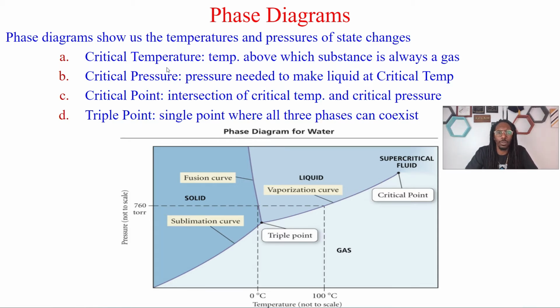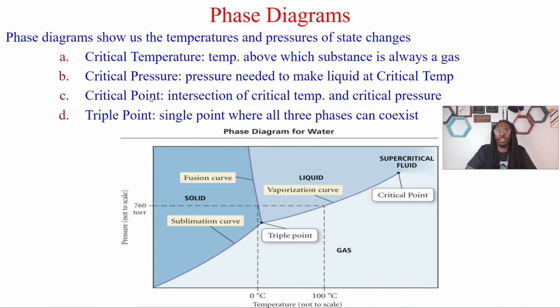So the first definition is critical temperature. Critical temperature is basically a temperature above which a substance is always a gas. So basically, if you're at a critical temperature, anything above is going to be a gas. Critical pressure is basically the pressure needed to make a liquid at that critical temperature. So it becomes a liquid once it's at this critical temperature. Remember that. So basically, you're going from that gas to a liquid. That's a critical pressure.